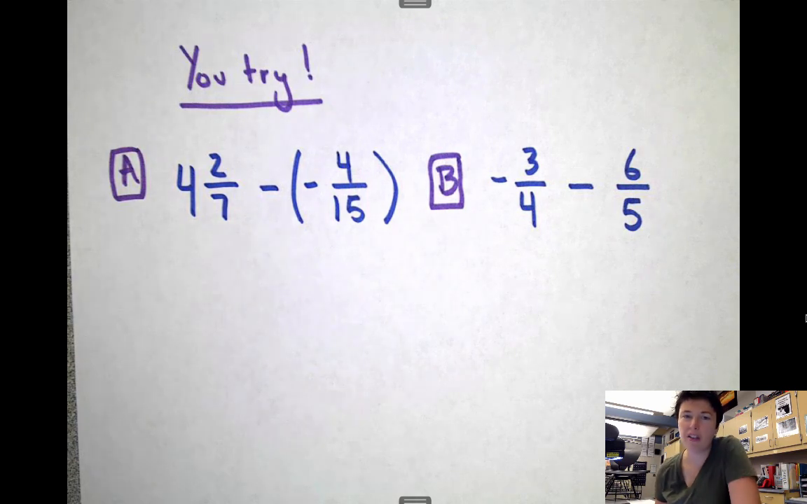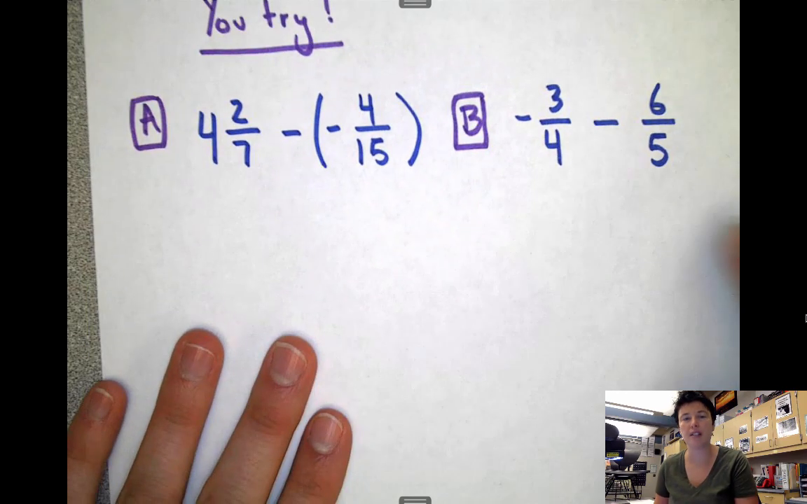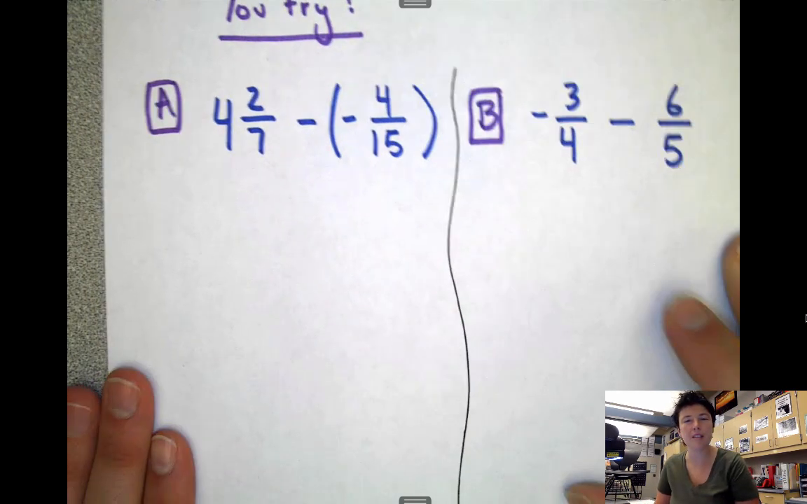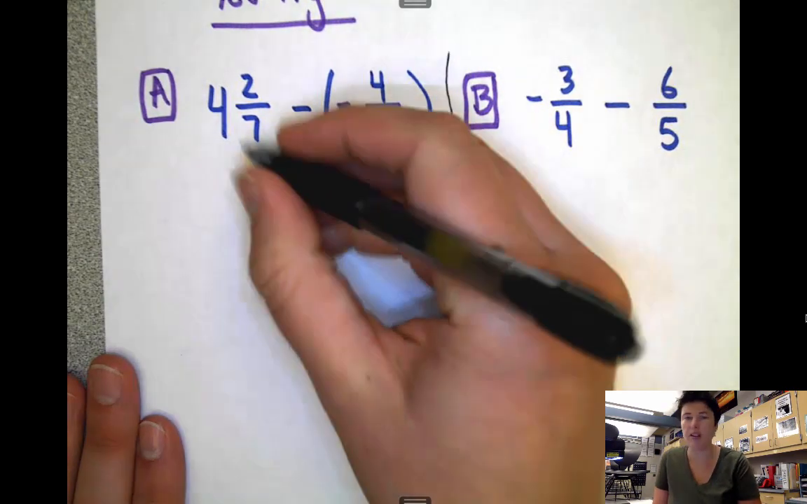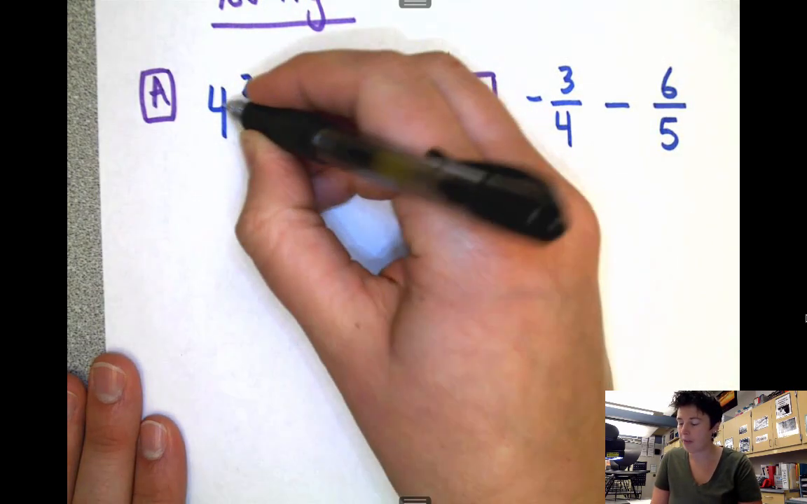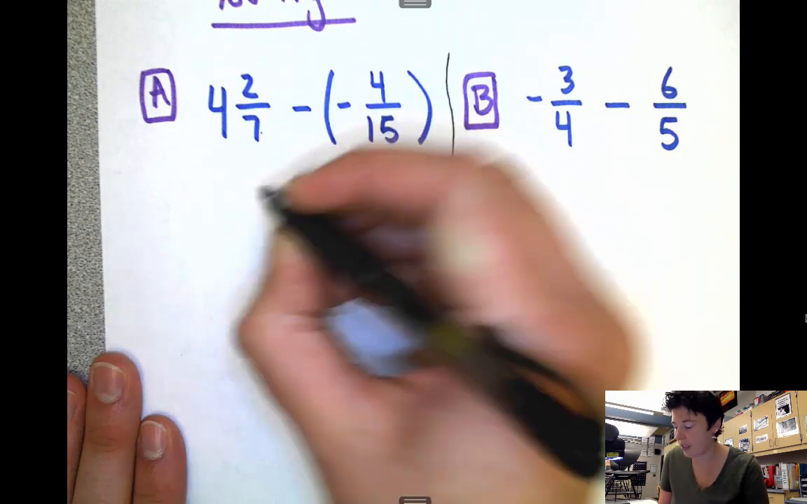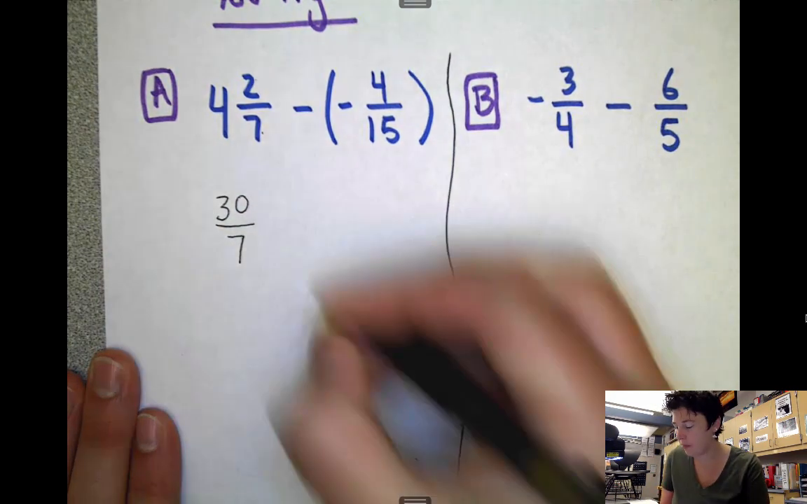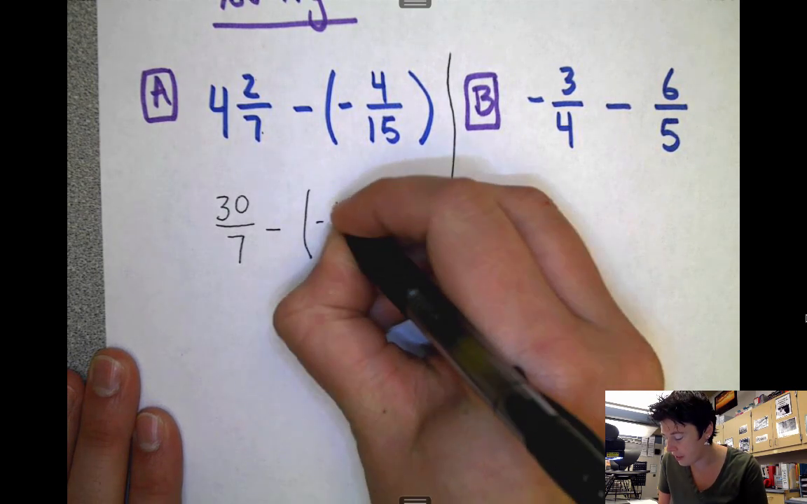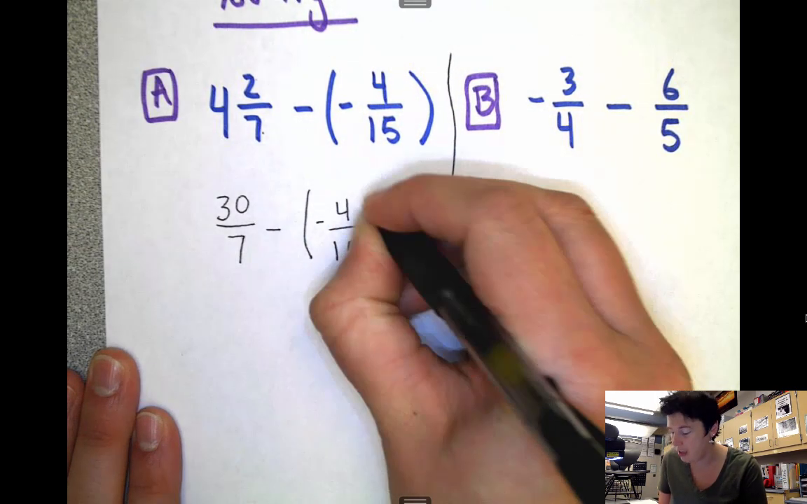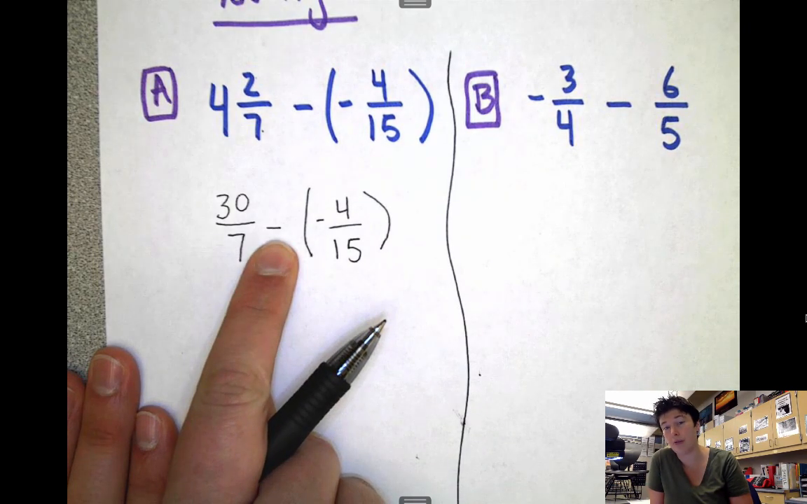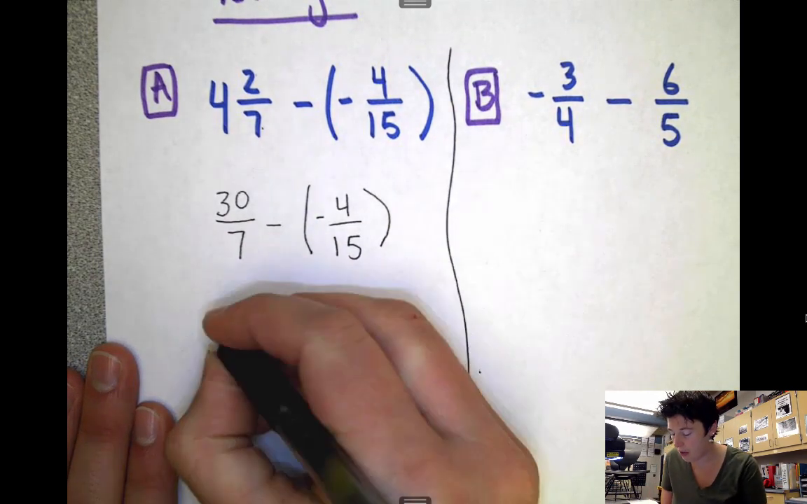Okay, so now I'm hoping you're unpausing the video and you're ready to check answers with me. And we're going to go through the process of each of these. So I'm just going to draw a line down the middle here. Let's start on A first. Get rid of the mixed number. 4 times 7 is 28, plus 2 is 37ths. Do that first. Minus negative 4/15. All right. Then it's a subtraction problem, so it's the KCC rule. Keep, change, change. Keep the 37ths.